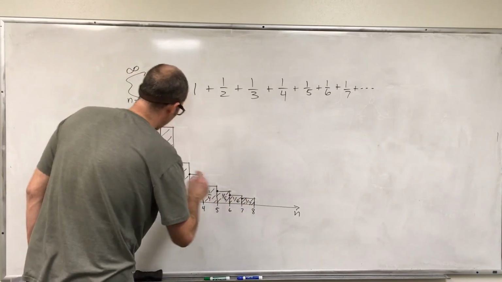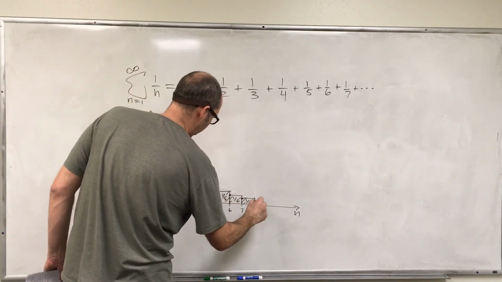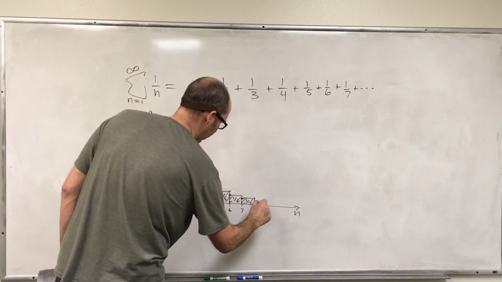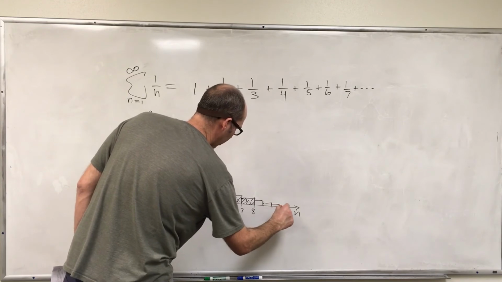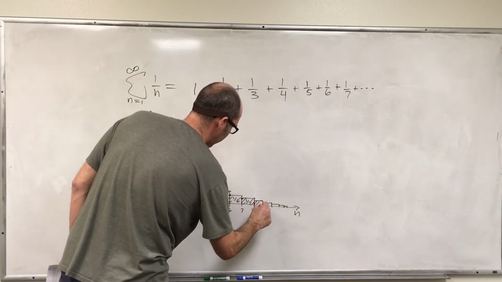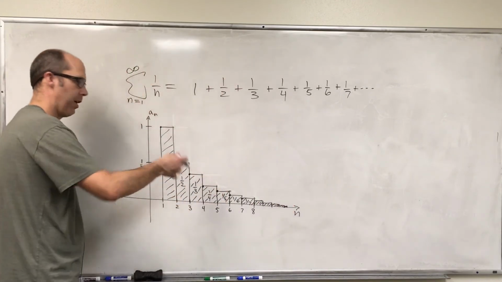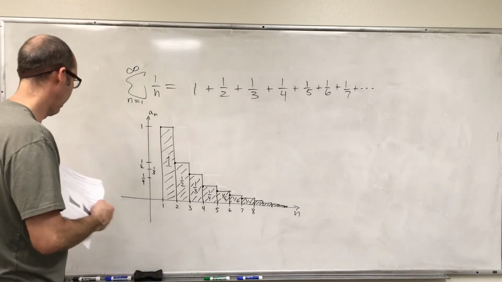And all these rectangles, their sums just continue forever and ever, getting smaller and smaller as we go. So small you probably can't see them, but mathematically they are there. Okay. All right. So there's that.